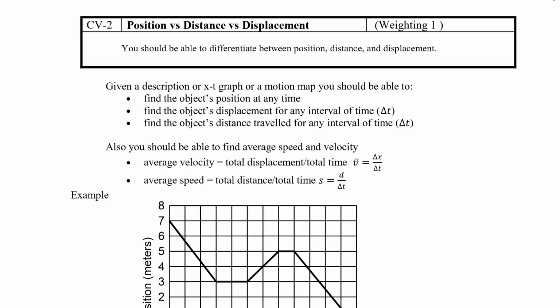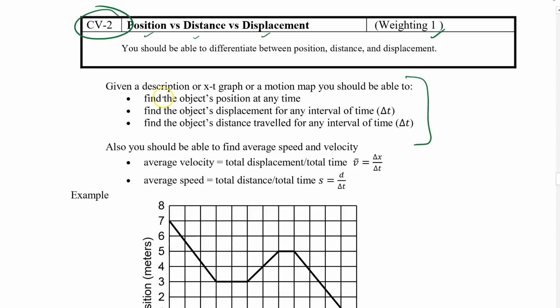Hi, this is the second part of a constant velocity review. Specifically, it's about outcome number 2. It doesn't have a huge weighting, but it does show up. It's about differentiating between position, displacement, or distance and displacement. You should be able to tell the difference between them. And I get a little bit more specific here too.